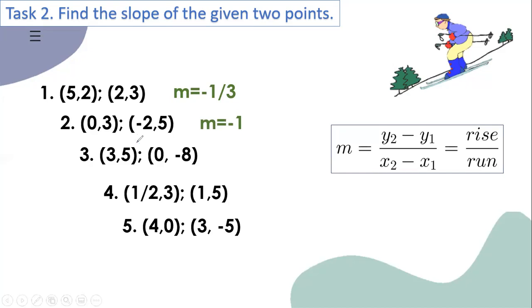Okay, so pagmi-minus lang po, m is equal to negative 8 minus 5 all over 0 minus 3. So we have negative 13 over negative 3. So we have positive 13 over 3. Okay, so that is the slope of the third one.